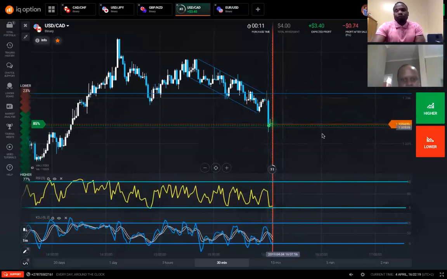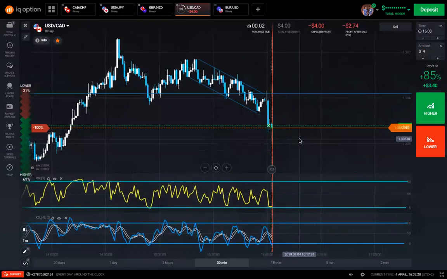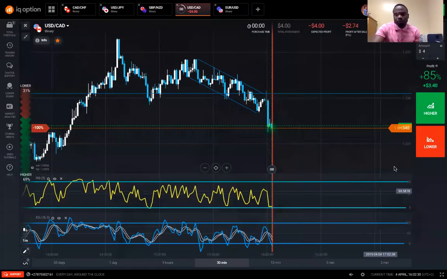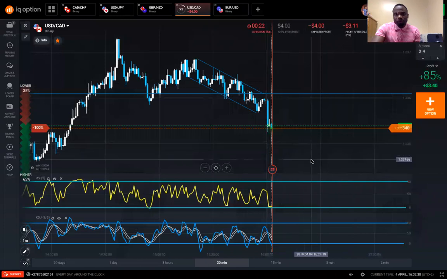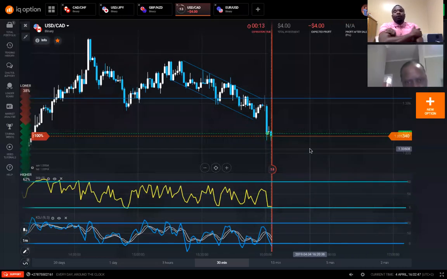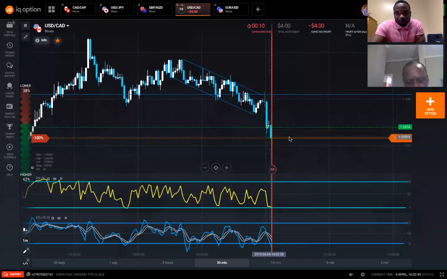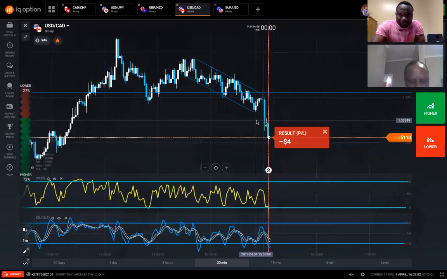So sometimes I don't feel comfortable. What I do is I just close it if I don't feel comfortable. But I'm just going to let this one go so you can see. So yeah, we lost that one, but they're coming back to this level here. So watch the next candle, what it will do. Because this is not yet closed here, but I suspect they will pull up.